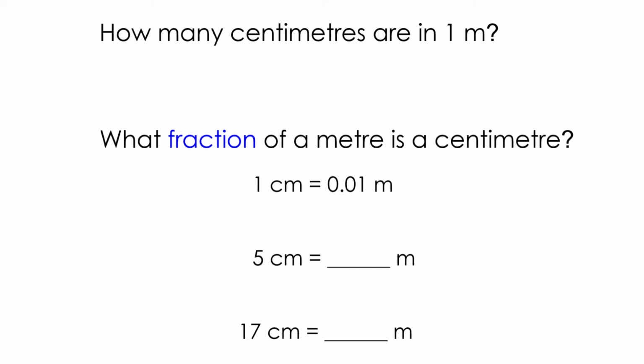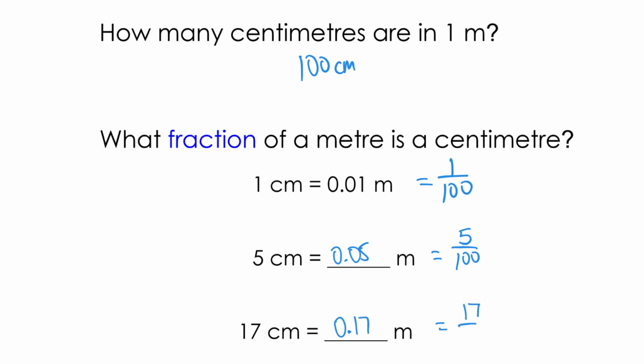How many centimeters are in 1 meter? Well, we know that there's 100 centimeters. And I know this is the previous unit, but it is related. What fraction of a meter is a centimeter? So 1 centimeter equals 0.01 meters, which would equal 1 over 100. 5 centimeters would be 0.05 meters, which would equal 5 over 100. And 17 centimeters would be 0.17 meters, which would be 17 over 100. So you have been doing fractions for a long time. You just probably didn't realize it.